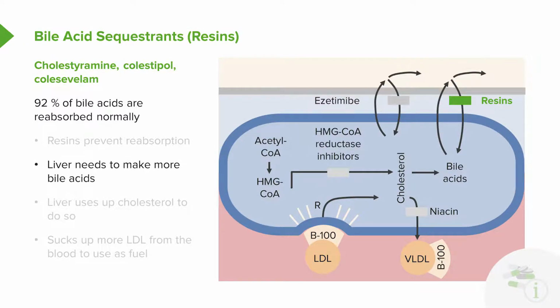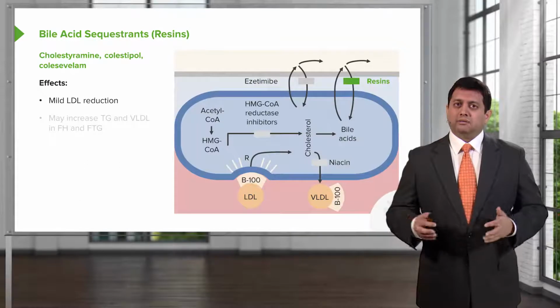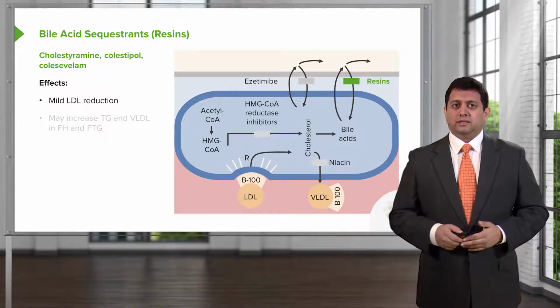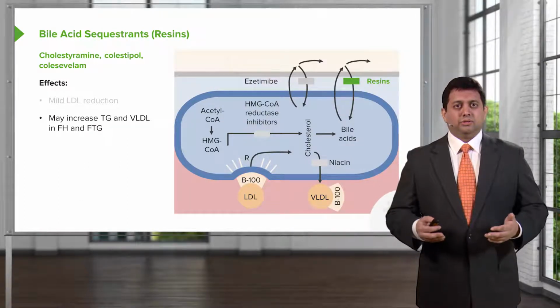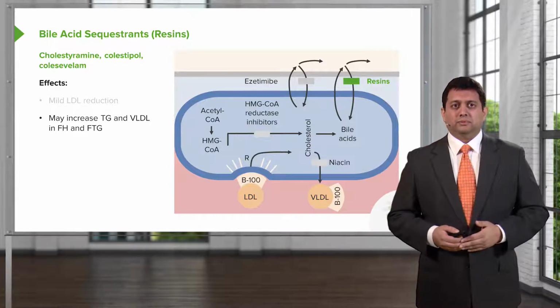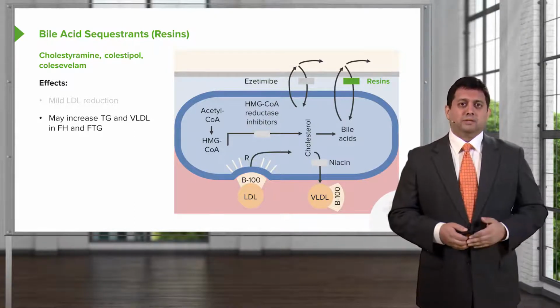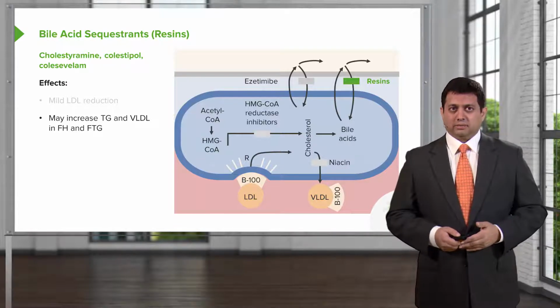Now, the liver is forced to make more bile acids to account for the loss, so the liver uses intracellular cholesterol to make up for that. Now, what ends up happening is it sucks up more of the LDL from the blood to use as fuel. This is how LDL levels drop when we use resins. There is a mild reduction in LDL levels when you're using a resin. You may also increase your triglyceride and very low density lipoproteins in familial hypertriglyceridemia and familial hypercholesterolemia.